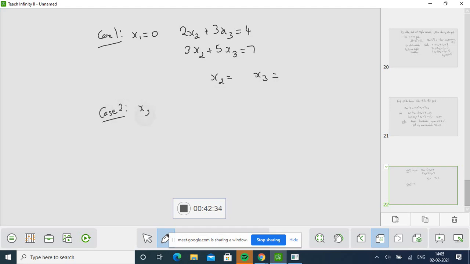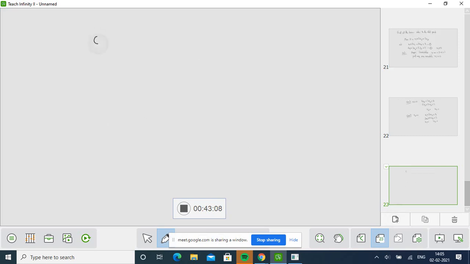I'm going to put x2 equal to 0. When I put x2 equal to 0, I will have x1 plus 3x3 equal to 4, and 2x1 plus 5x3 equal to 7. Solve. Give me x1 value, x3 value. I know x2 is 0. Then come to case 3. What is case 3 for us? Case 3 is, I will put x3 equal to 0.